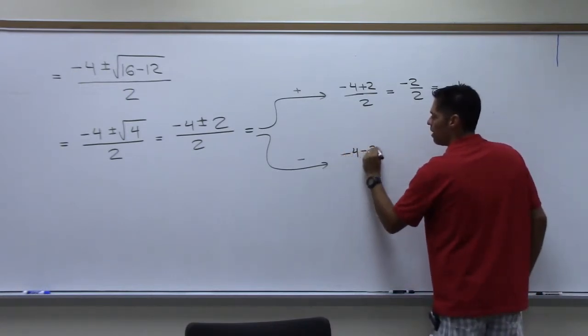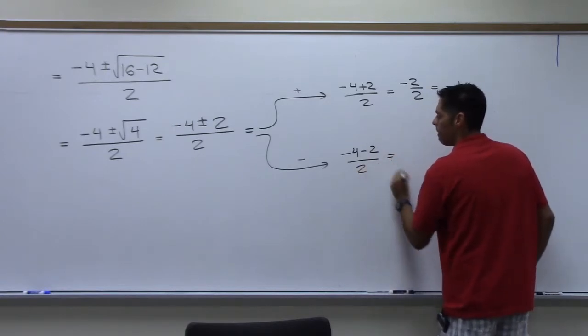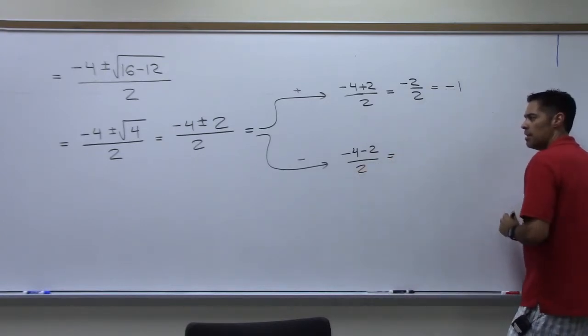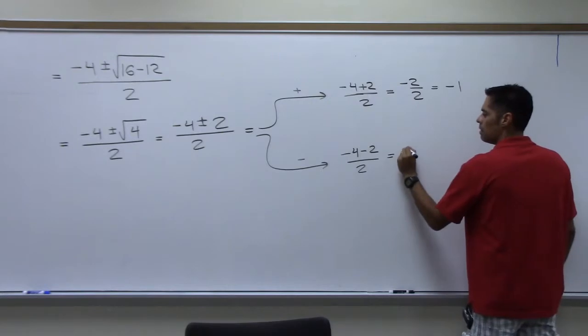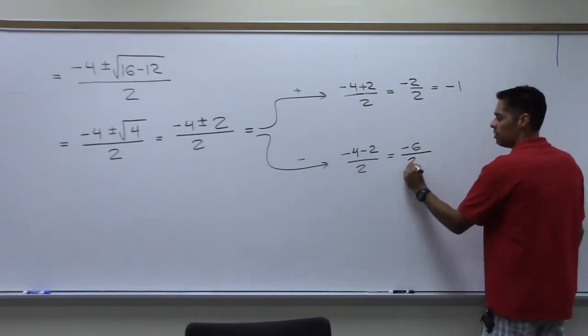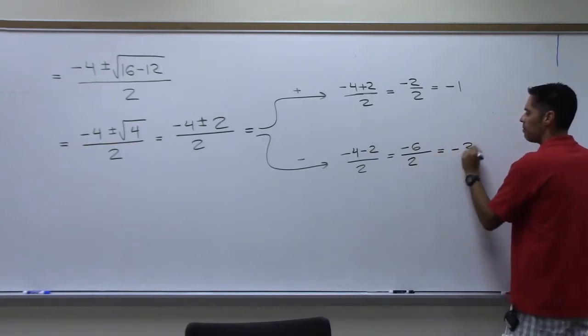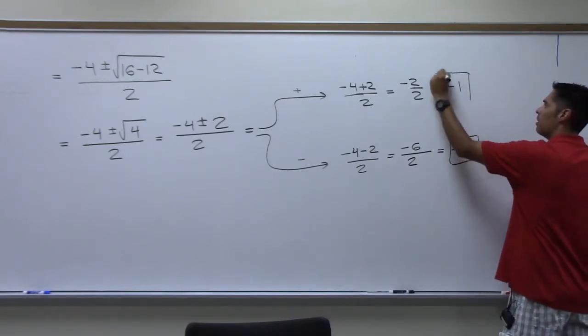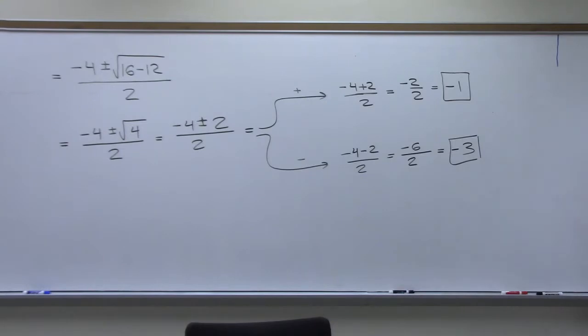Now I do the minus. Negative 4 take away 2 over 2. Do the top first. What's negative 4 take away 2? Negative 6, right, because it's subtraction, over 2, which is negative 3. Are these the 2 solutions we had earlier from the other method? Yes.